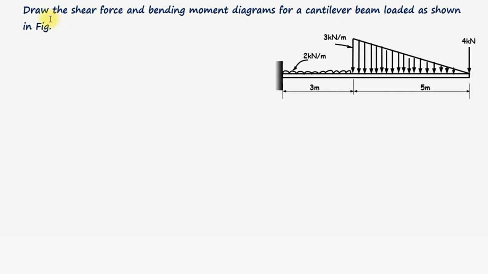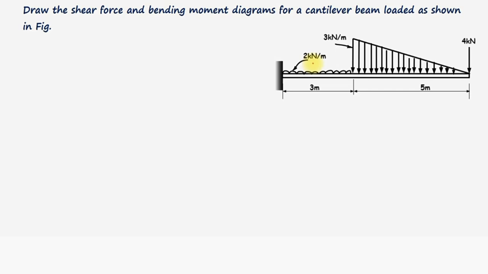Hi, welcome back. In this question, we need to draw the shear force and bending moment diagrams for the given cantilever beam. This cantilever beam is loaded with a point load of 4 kN, a triangular load of 3 kN per meter and a UDL of 2 kN per meter.